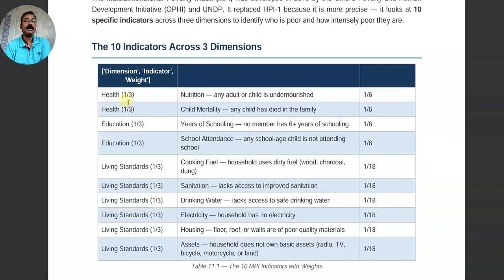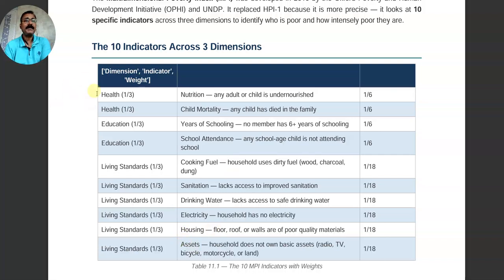Now, each dimension has indicators. Health has 2 indicators: nutrition and child mortality. Education, another dimension, also has 2 indicators, that is years of schooling and school attendance. Similarly, standard of living has 6 indicators: cooking fuel, sanitation, drinking water, electricity, housing, and assets.